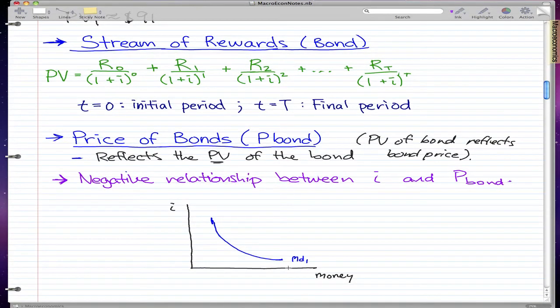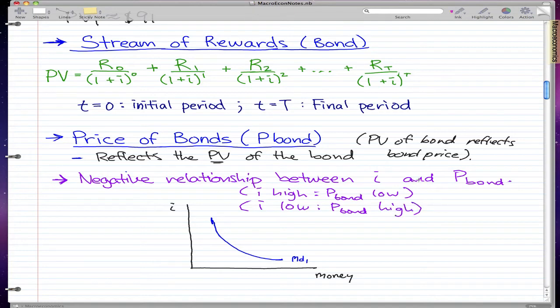So here I have this graph, and we have i, the interest rate, on the vertical axis and money on the horizontal. Another thing that you must know, I guess you can say this is a general rule, is that when the interest rate is high, then the price of the bond is low, P bond is low. And when the interest rate is low, then the price of the bond, P bond, is high.